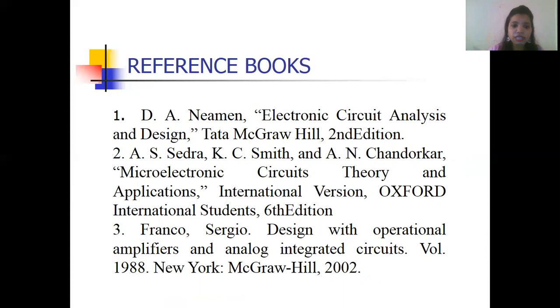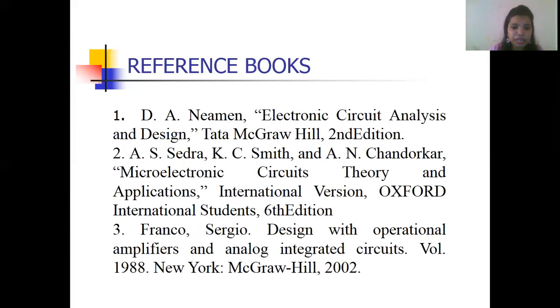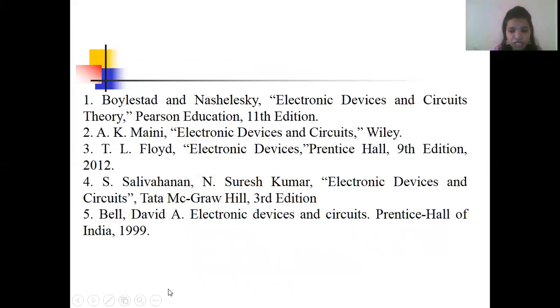So these are some reference books: D. Neamen, Sedra Smith, Franco, Boylestad, A.K. Maini, T.L. Floyd, and Salivahanan. I have basically referred to Neamen, Sedra Smith, and Boylestad.